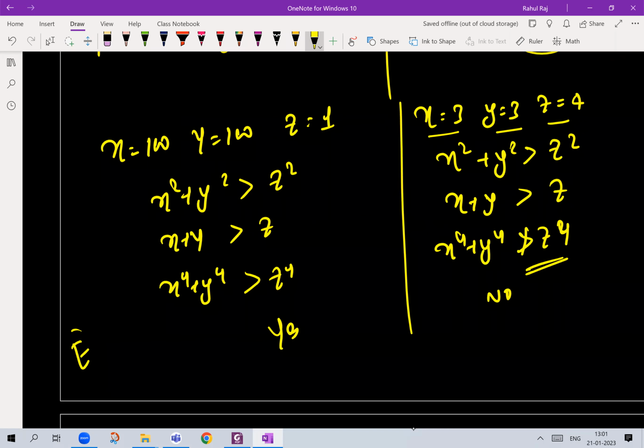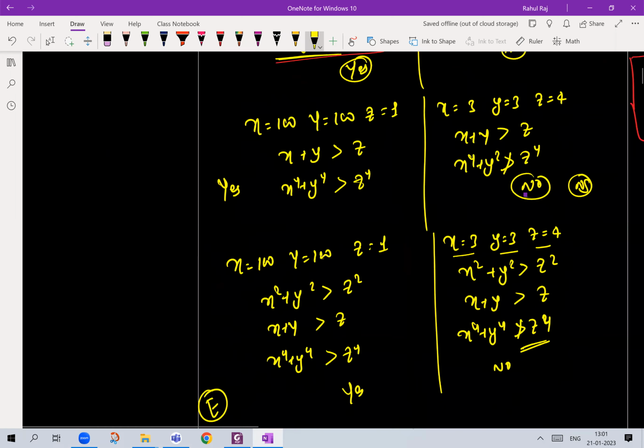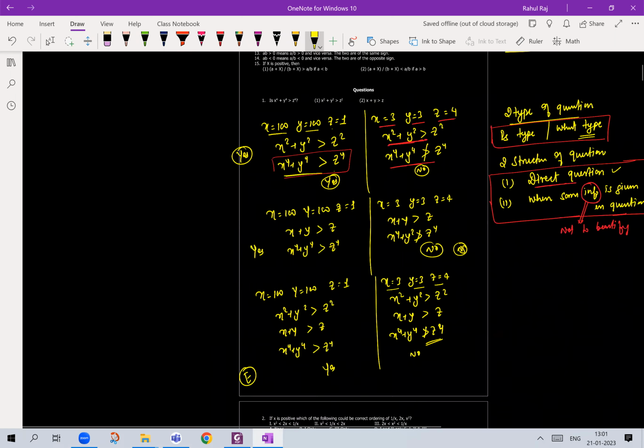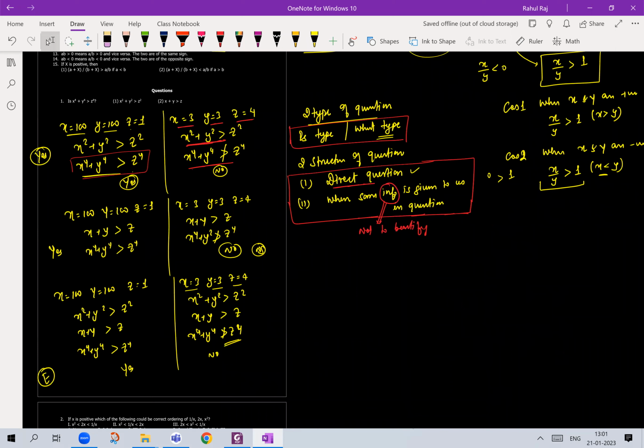I can say E is the straightforward answer. Now the same question comes to me always: Rahul, how do you expect us to do this question in 2 minutes? I don't expect you to do this question in 2 minutes. This will by default happen in 2 minutes, I'm telling you. But right now when you are doing it, please use your head. Understand what you are doing, why are you doing it? That's it. I'm not asking you to understand anything else at all.